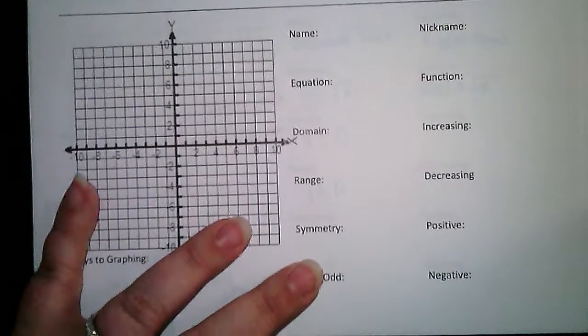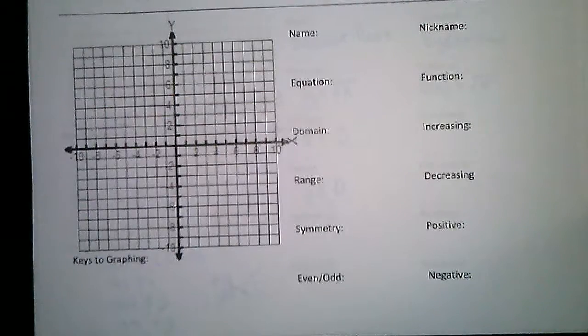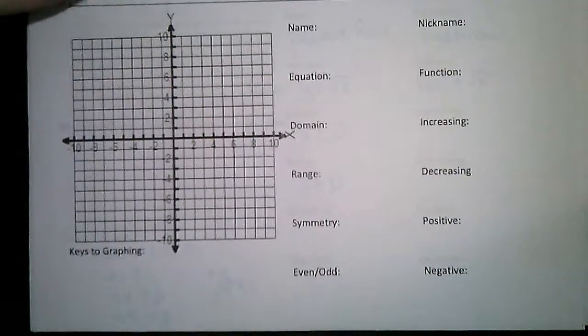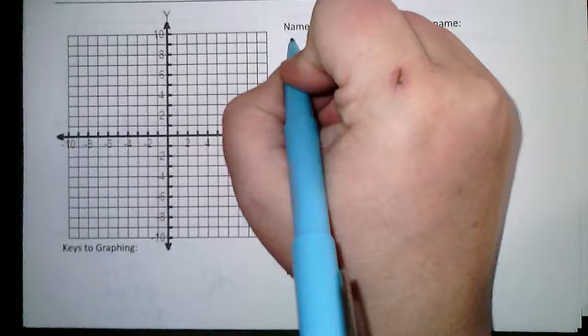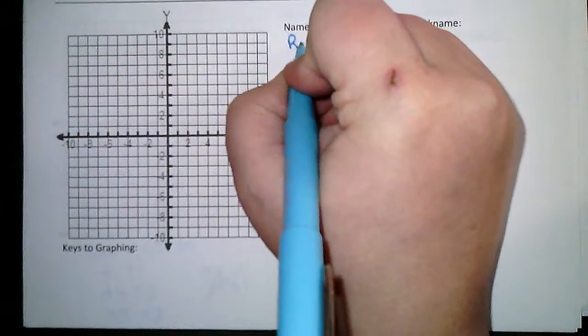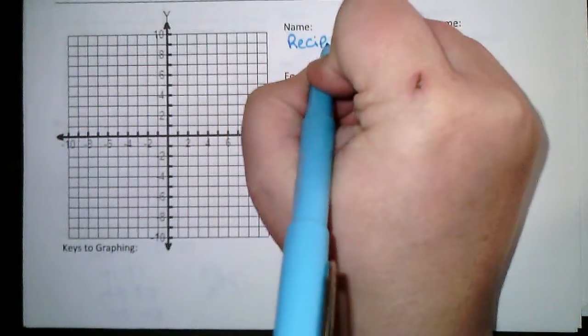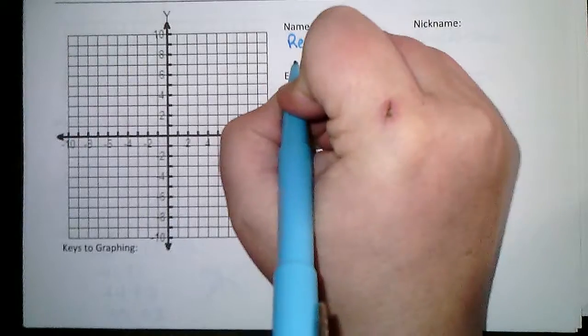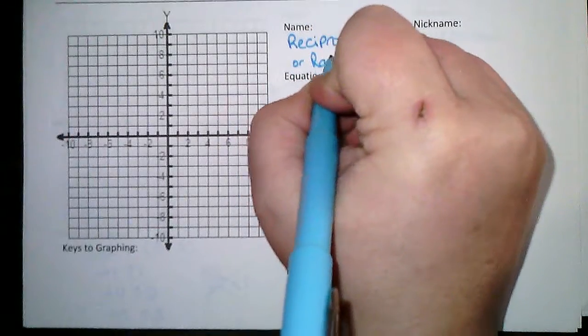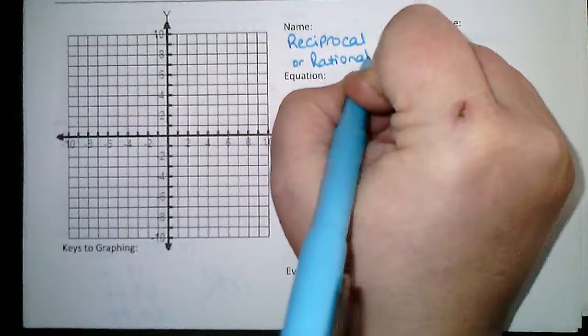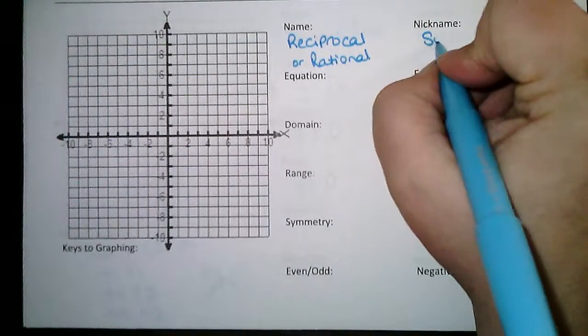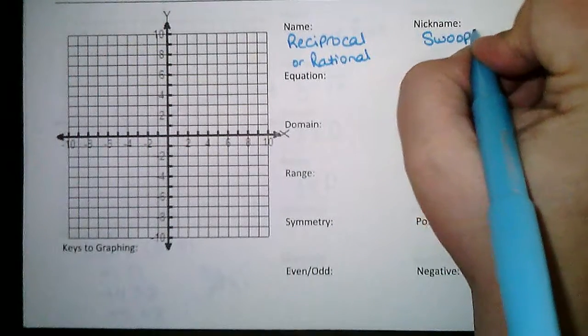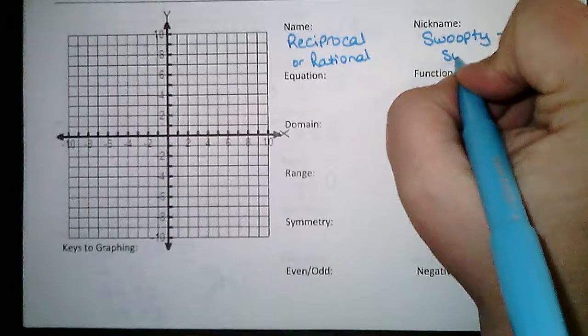Okay, last one. And this one is the only one that has two branches. So this is called the reciprocal, or some people call it the rational function. Its nickname is the swoopty swoopty.